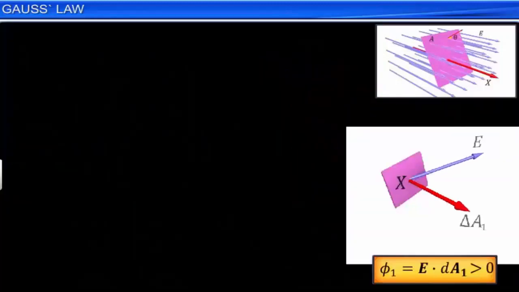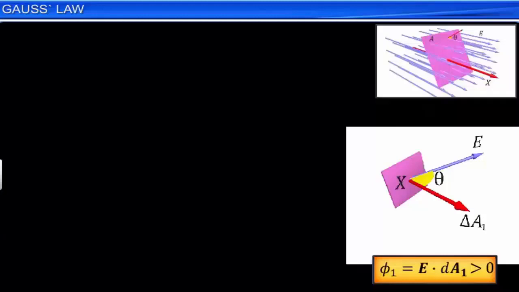The electric flux through the element X is phi 1 equal to E dot dA1, and since the angle between the direction of the electric field strength E and dA1 is acute, the flux phi 1 through this surface is positive. For all such elements, the flux passes from the outside to inside. That is, they have an inwardly normal flux.